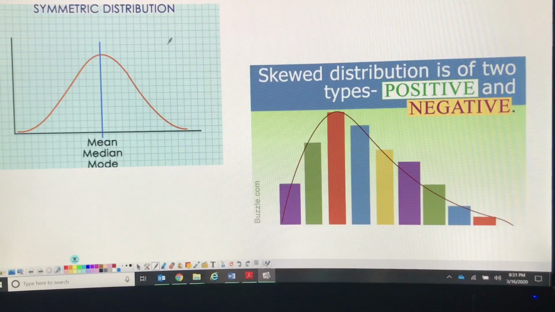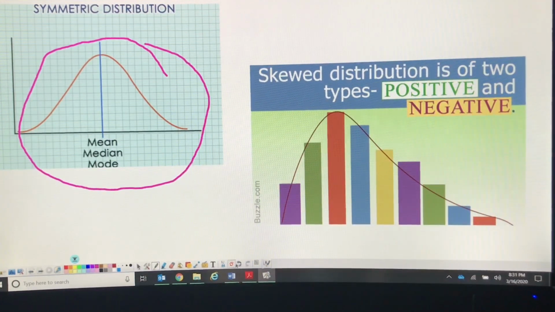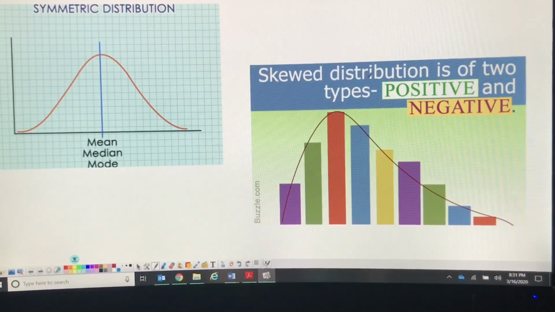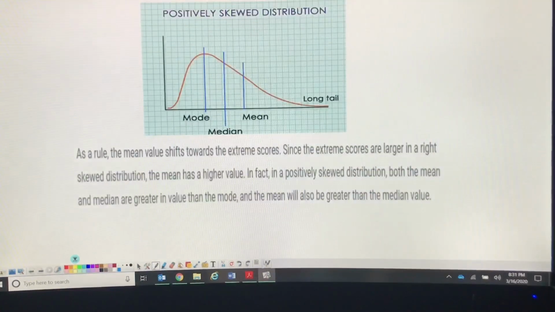This right here is a picture of a symmetric distribution. It's what we've been dealing with since we started this section. You also have skewed. When we have a skewed distribution, there are 2 types. You have a positive and you have a negative. We're going to take a look at what each one looks like and what is affecting whether it's positive or negative. If you take a look at this curve, you know that it is skewed right. And this is a positive skew distribution.